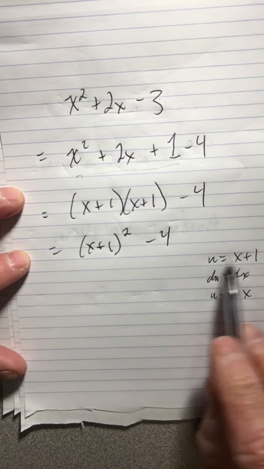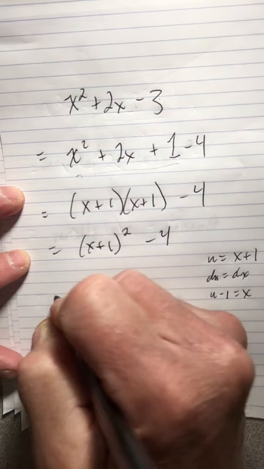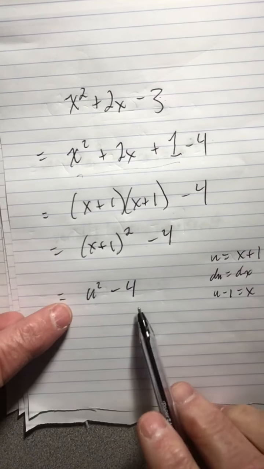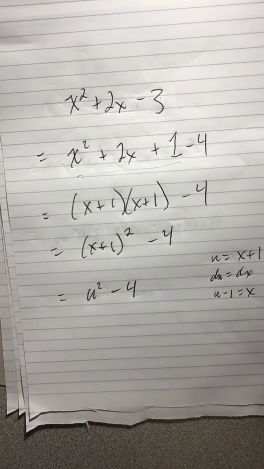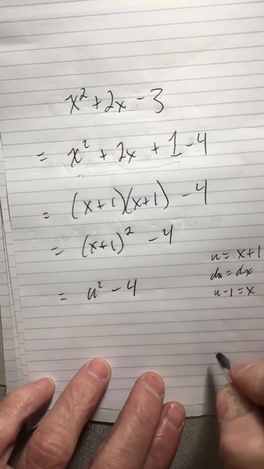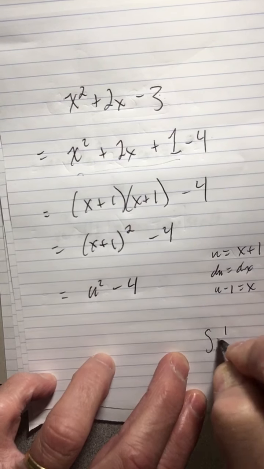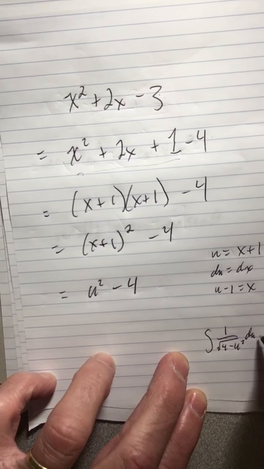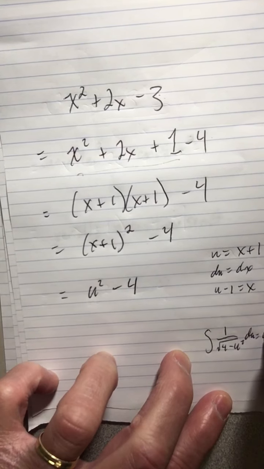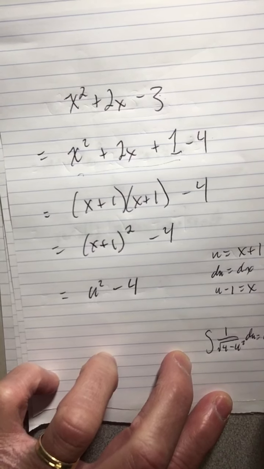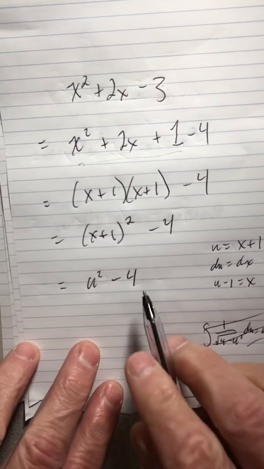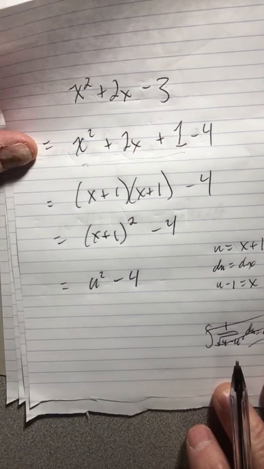But the main thing is, I can put this u in right here, and I have a u squared minus 4. Now, if this was 4 minus u squared and it was under a radical down in the denominator, I'd be thinking arc sine, right? So if we're integrating 1 over the square root of 4 minus u squared du, then you get arc sine. But that's not what we have. We have u squared minus 4. So that's okay.